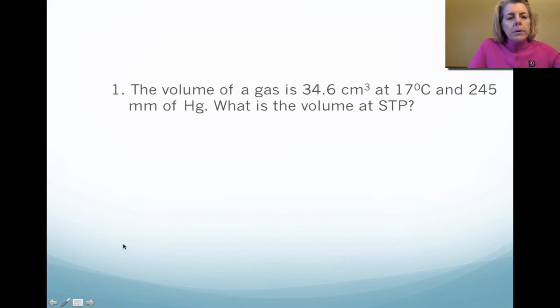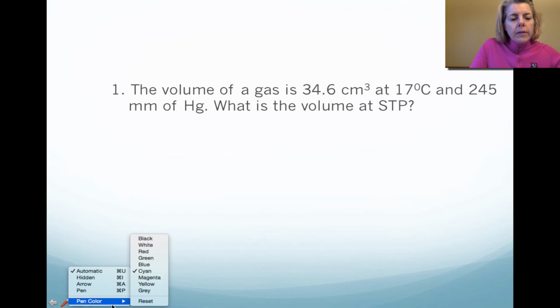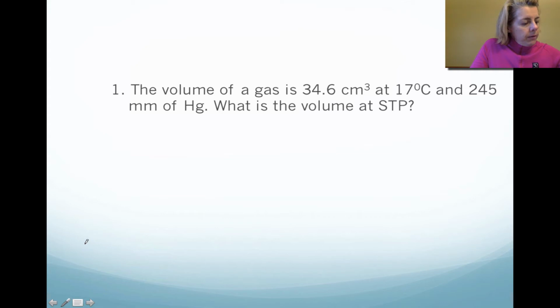Okay, so here's a problem here where we have a certain volume of gas at a specific temperature and pressure, and we want to know what is the volume after the changes. So I'm going to take 245 millimeters mercury, and I'm going to multiply it by the volume. And for now, I'm going to keep the volume in milliliters. Notice that centimeters cubed is the same thing as milliliters. And I'm going to divide that by the temperature. Now notice the temperature is 17, which is 290 Kelvin.